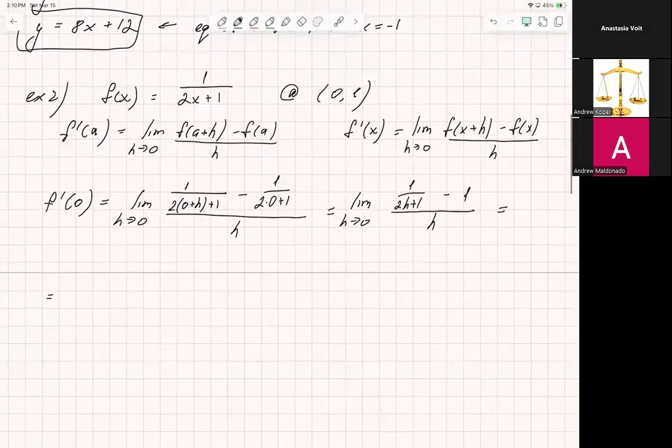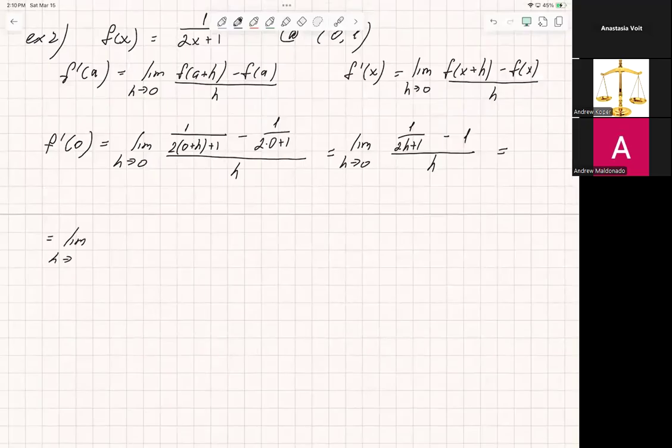Okay, so now we can just simplify that, and we get the limit as h approaches 0 of 1 minus 2h plus 1 in the numerator. So we will just multiply top and bottom by this denominator in the numerator, right? This 2h plus 1. Let me actually write it here. So we multiply by 2h plus 1, top and bottom. And we get 1 minus (2h plus 1) over h times (2h plus 1).